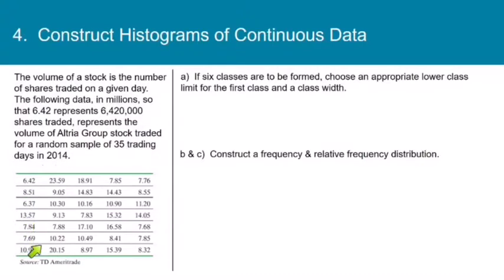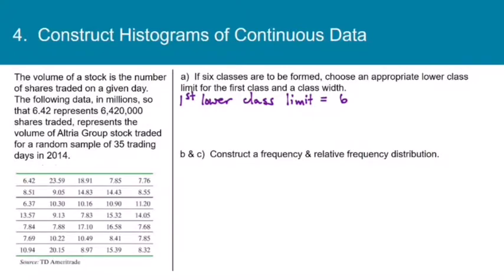Okay, so let's find the lower class limit for the first class first. And what we need to do is look through our data table and find the smallest value. And the smallest value I see is this 6.42. So remember that we want our first lower class limit to be a little smaller than our actual smallest value. And we want it to be a nice convenient number. So probably 6 is a good choice, because that's the first whole number that's less than our smallest value. So I think 6 is fine.